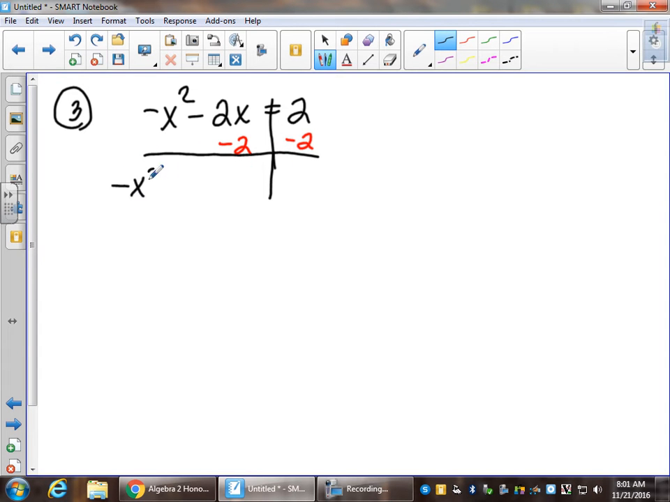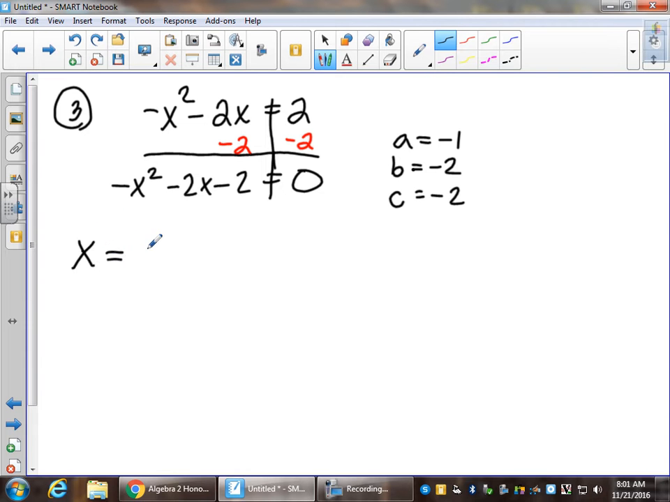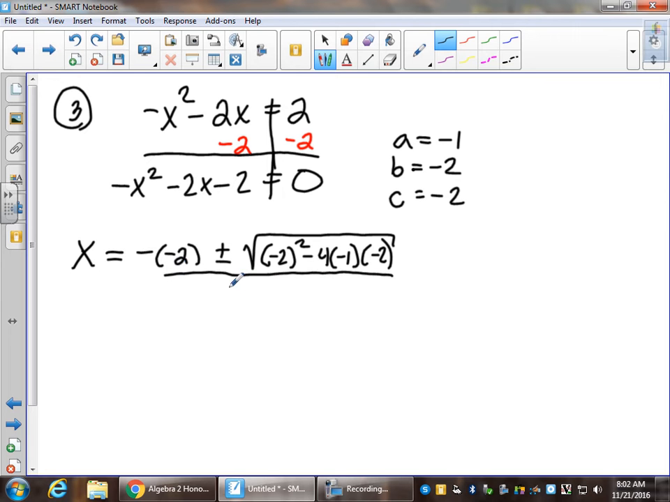So this will have -x squared minus 2x minus 2 equals 0, where a will be -1, b is -2, and c is -2. We're going to have negatives all over the place. Yay for us. x equals, quadratic formula, -b, in this case, would be a -2 plus or minus the square root of b squared minus 4ac, all divided by 2a.